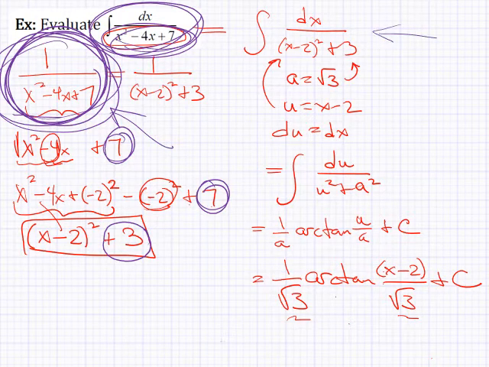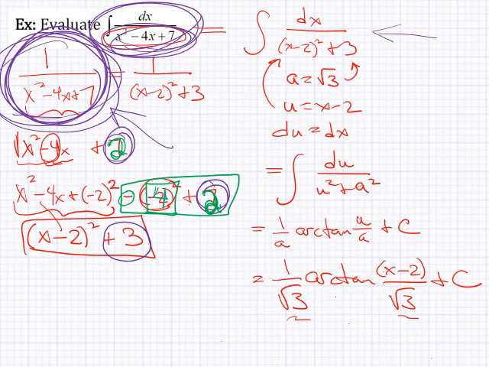Example, let's say that 7 was a 2. Well, if that 7 was a 2, and then we look at this here, this would be minus 4, because this is really 4, right? Negative 2 squared is 4. So a negative 4 plus 2 would make this a negative 2.